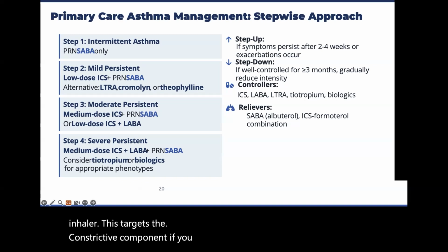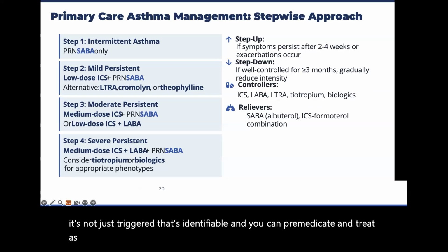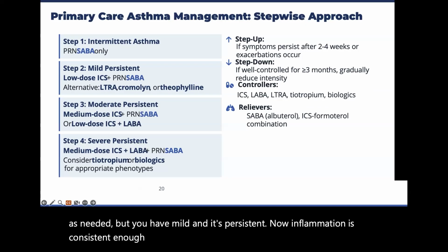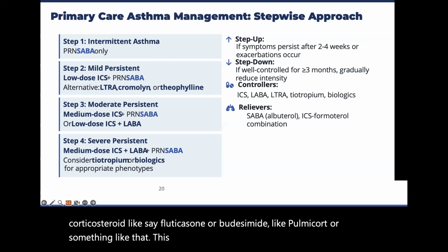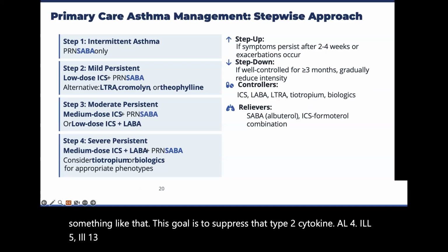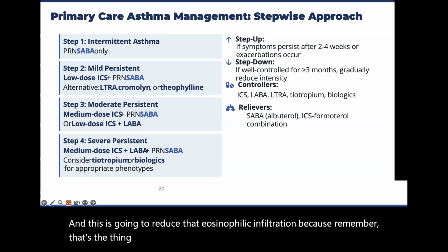If you have mild persistent asthma, that is to say, it's not just triggers that are identifiable where you can pre-medicate and treat as needed, but you have mild and it's persistent. Now inflammation is consistent enough for a controller medication, like a low-dose inhaled corticosteroid, like say fluticasone, or budesonide, like Pulmicort, or something like that. The goal is to suppress that type 2 cytokine IL-4, IL-5, IL-13 business. And this is going to reduce that eosinophilic infiltration, because remember, that's the thing that triggers the airway remodeling. So we want to prevent that.